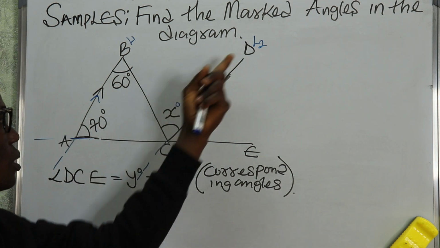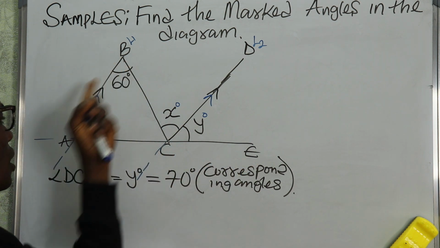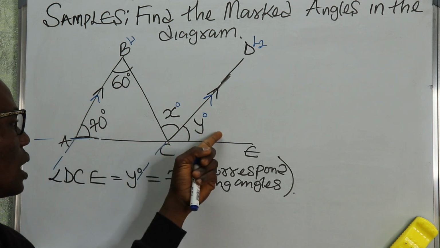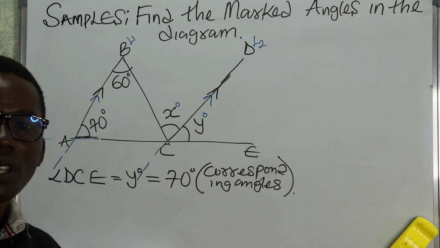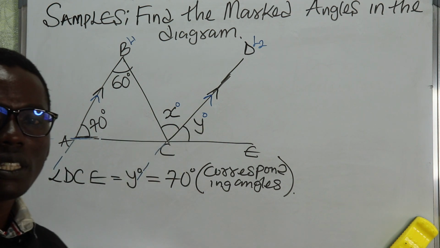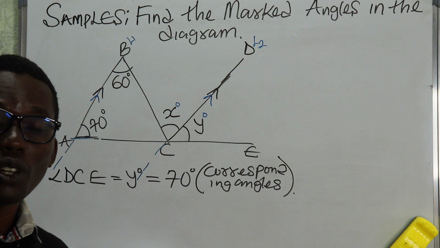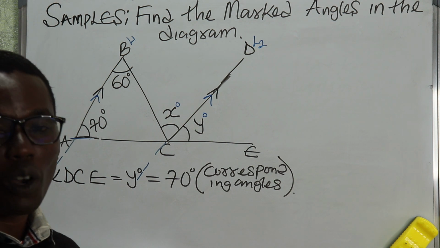Now, angle DCE is equal to angle BAC. Why? Because they are corresponding angles. They are in the same positions, but they are on different lines. That is how we define corresponding angles, and corresponding angles are equal.